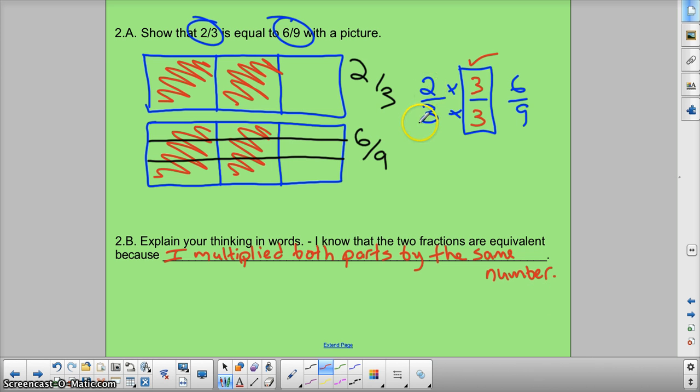As in 2 and 3, both were multiplied by 3 to equal 6/9. Pause this if you need. If you're ready, let's look at number 3.